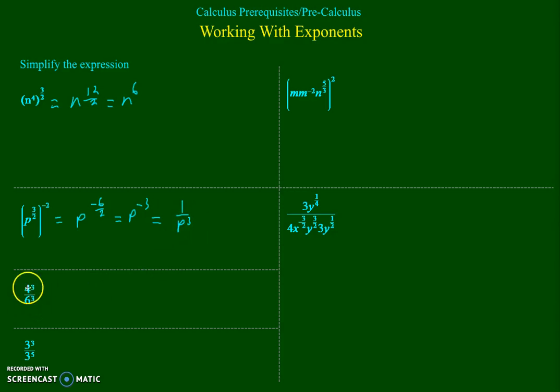Here we have two values with the same exponent. Since we're raising both of these to the same exponent, we can say that this is simply 4 over 6 to the third, which simplifies to 2/3 to the third. And this cube applies to both. 2 cubed is 8. 3 cubed is 27. So there's your final result, 8/27. So 4 cubed divided by 6 cubed is 8/27.